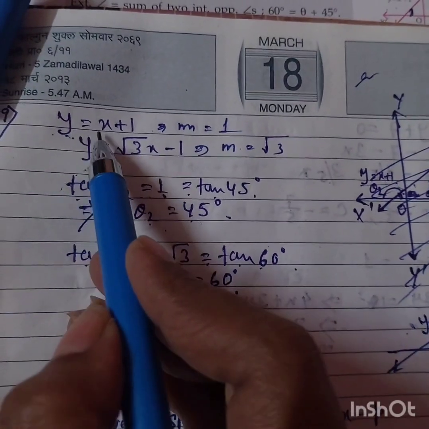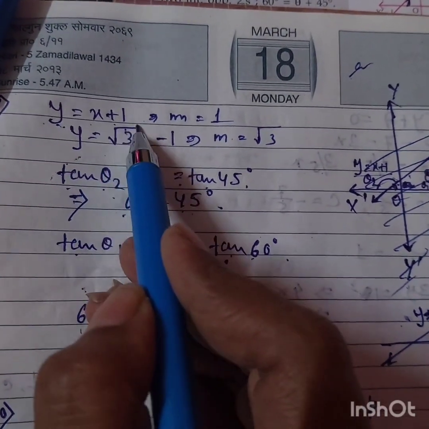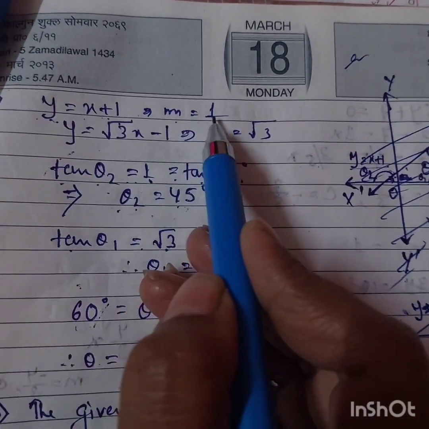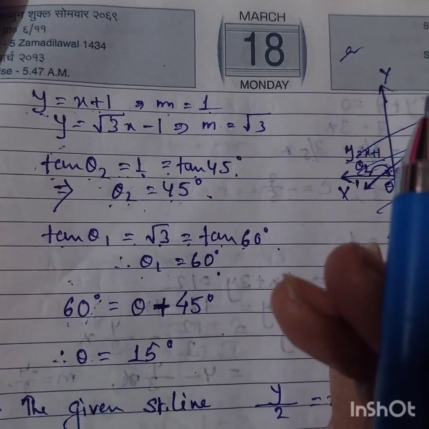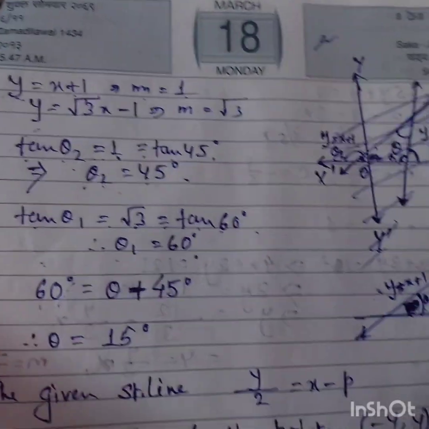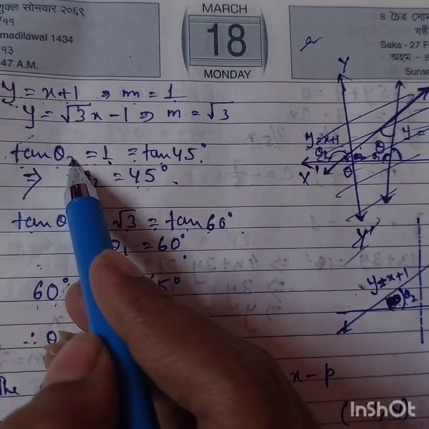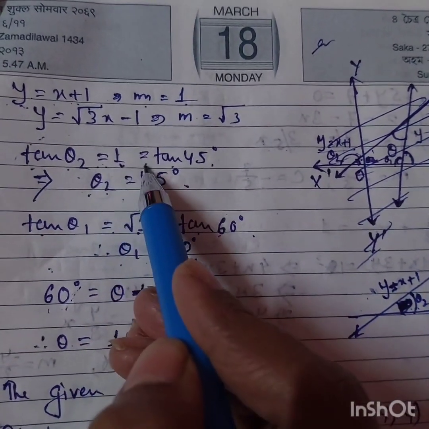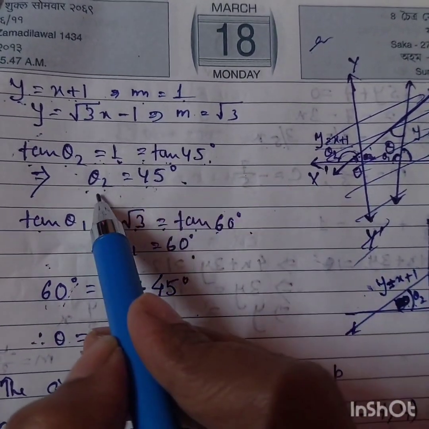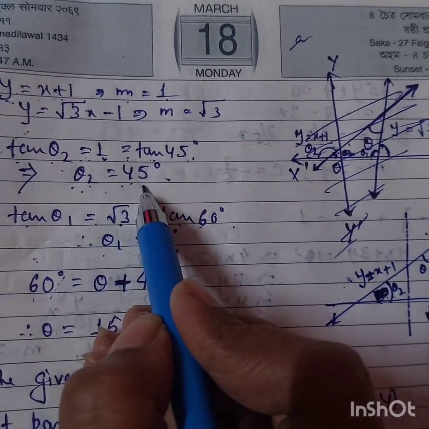So y is equal to x plus 1. So slope of this line is m equal to 1, and angle of inclination of this line is theta 2. Therefore tan theta 2 is equal to 1, so equal to tan 45 degree. That means theta 2 is equal to 45 degree.